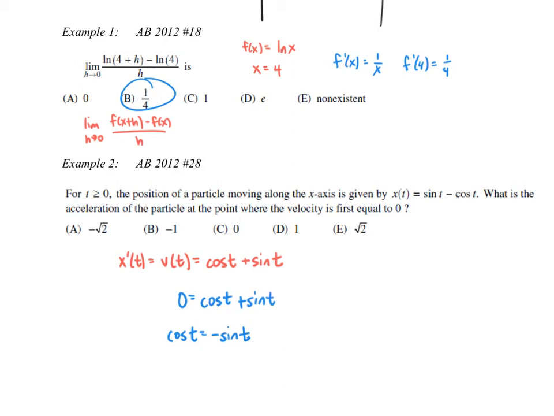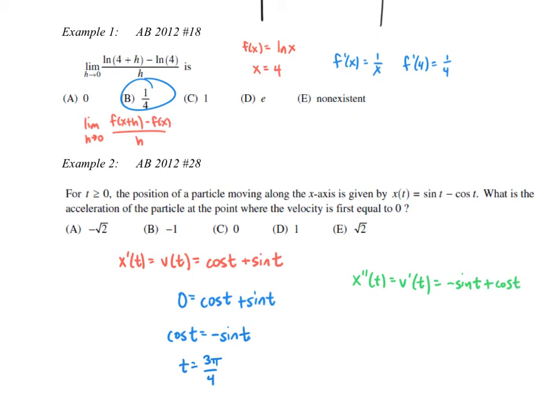So for instance, in the first quadrant, you have pi over 4. That's going to give you the same value for cosine and sine. The next time that they're the same value, except opposite signs, would be 3 pi over 4. So that's what we're looking for in this case. From there we need to find the acceleration, which is going to be the second derivative of position, which is the first derivative of velocity. That's going to be negative sine of t plus cosine t.